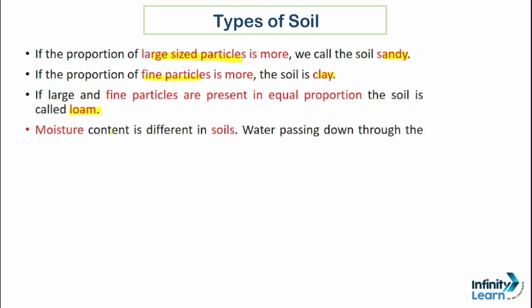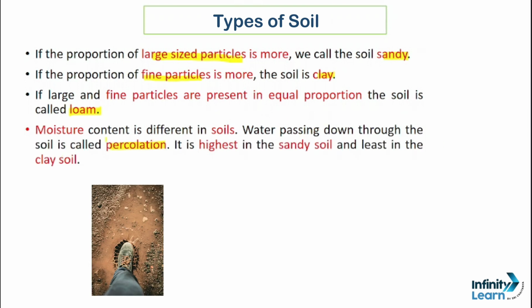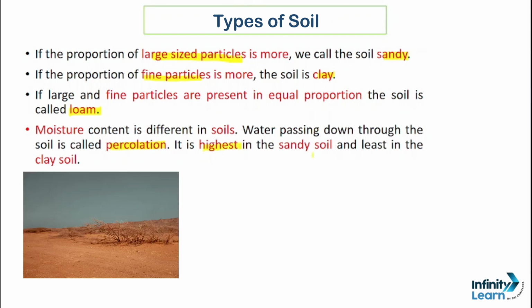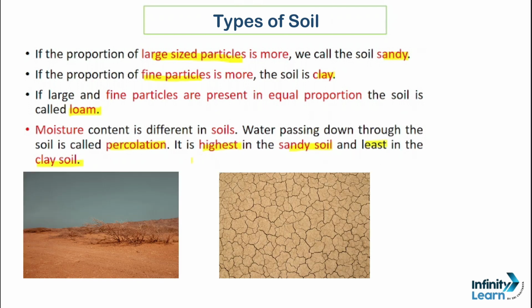At last, if we talk about moisture, then moisture content is also different in these different types of soils. Whenever water passes down through the soil, this process is called percolation, and it is different in these types of soils. As you can see here, it is highest in sandy soil and least in clay soil. So now let's move ahead to our next topic.